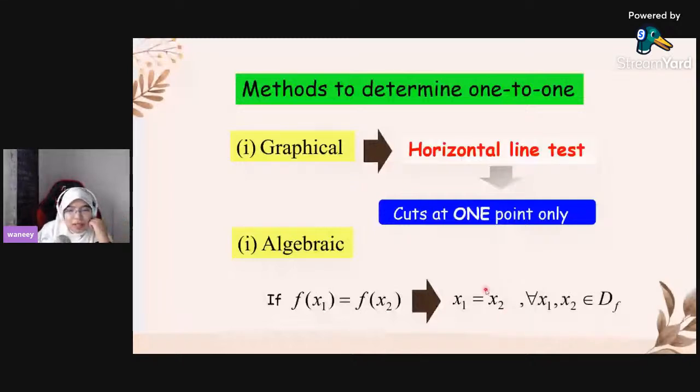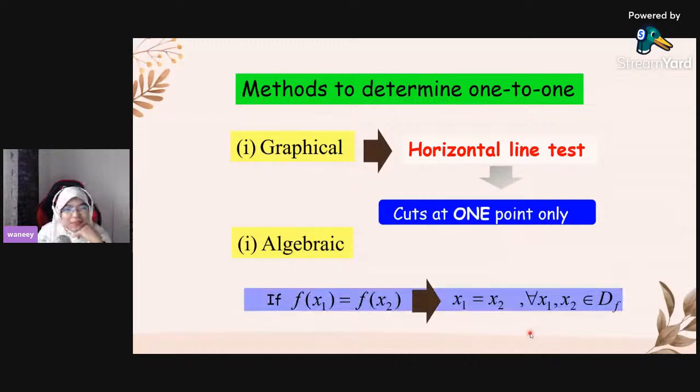Okay, so for any x1 or x2 inside the domain A, this is not reversed, it is for any. It is a shortcut. Mathematicians are a bit lazy to write. This looks like an arrow, but actually it implies that. So if f(x1) equal to f(x2) implies that x1 equal to x2, for any x1, x2 an element of the domain of f. This can be read as for any or for all. Okay, next.